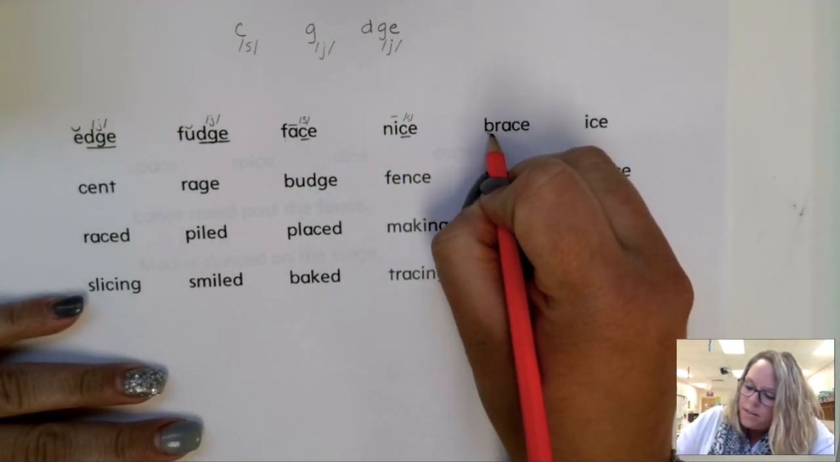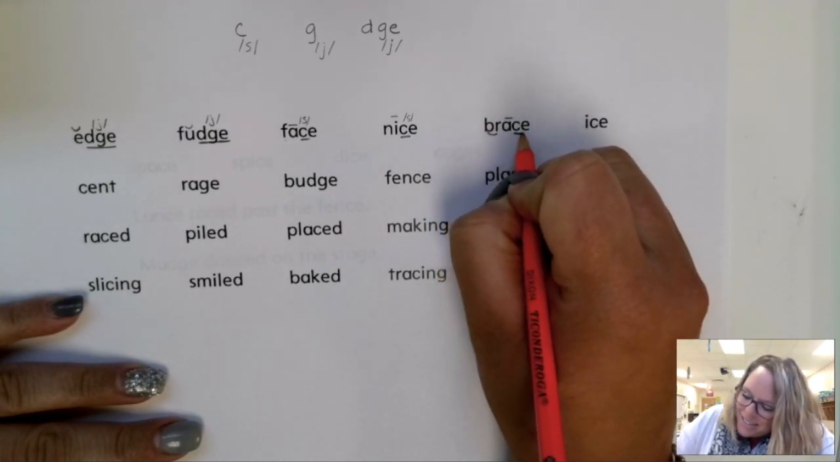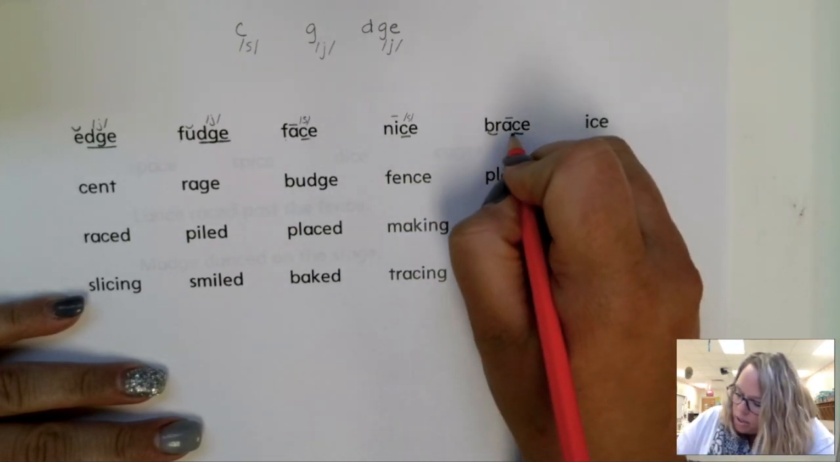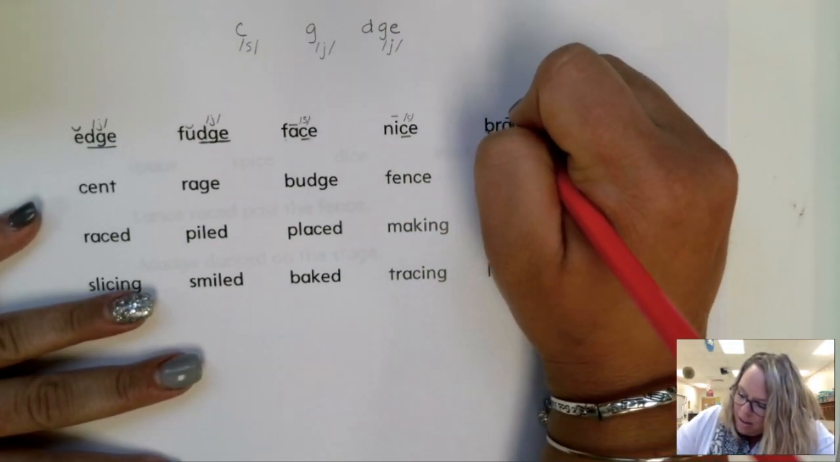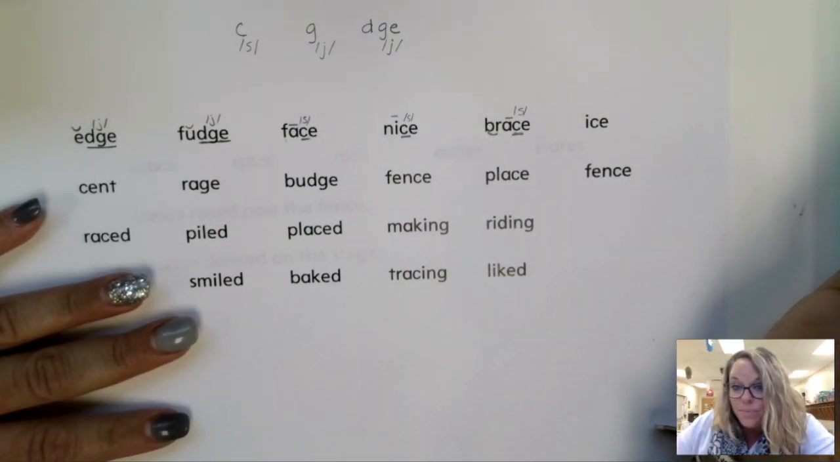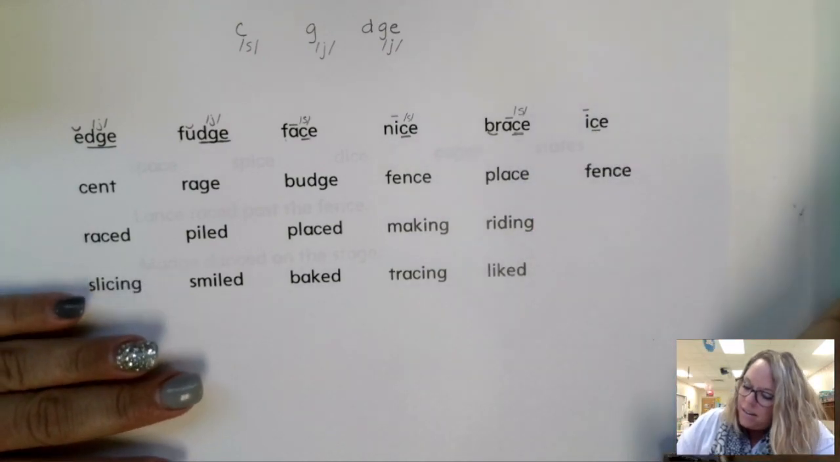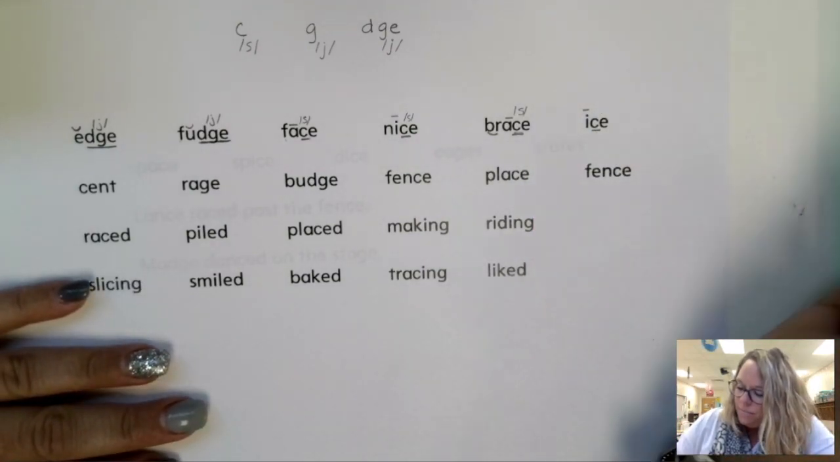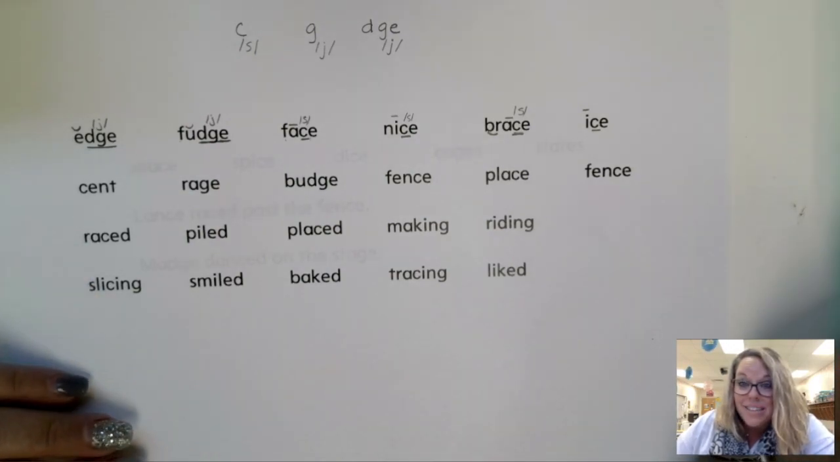Brr. There's a blend. Brace. You need to underline the C in brace because that C makes the S sound. Ice. Long I and the soft C.